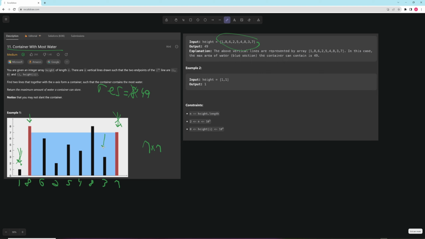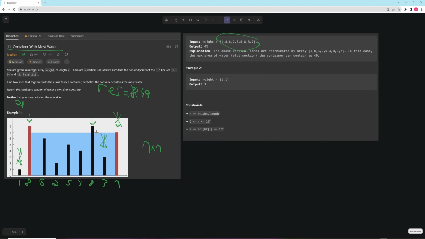So here we have 3. So we have 3 times 7, which is 21, which is smaller than our answer that's stored. So we're not going to want to update our answer. Essentially, every time we get a new container, we can just update our answer with the biggest one. Okay, now which one do we want to move forward? We want to move this one forward.